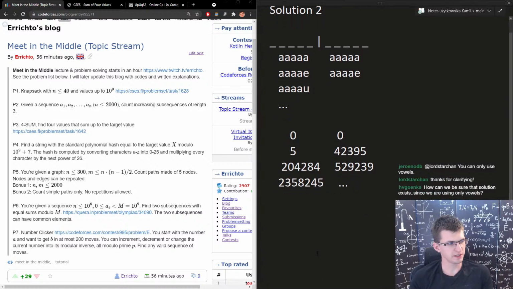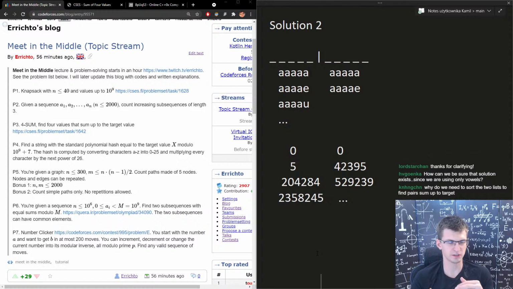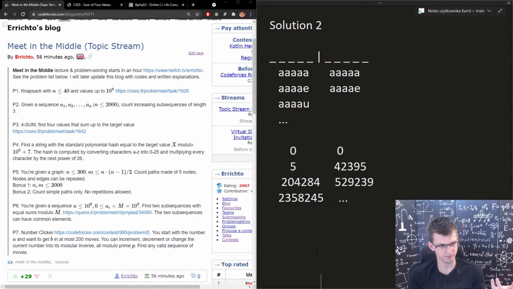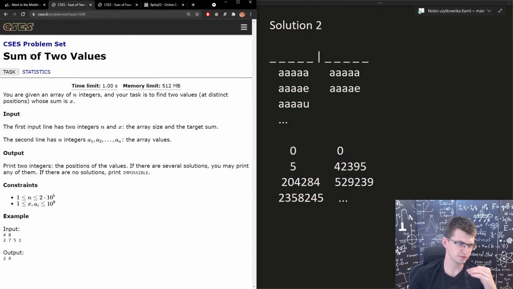Right. Summary is that if you want to achieve every value from 0 to billion, then it's on average enough to get 30,000 random strings, or just in case 200,000, maybe 500,000. And then some combination of that, some pair of them, will sum up to the target value. Why do we need to sort the two lists to find pairs summing up to target? We can do it without sorting, for example with a hash set, but I would say that's the best method to solve the two-sum problem. And by the way, two-sum you can also practice on CSCS. If you want to solve problems from today, from the stream, then first you should solve sum of two values on CSCS.